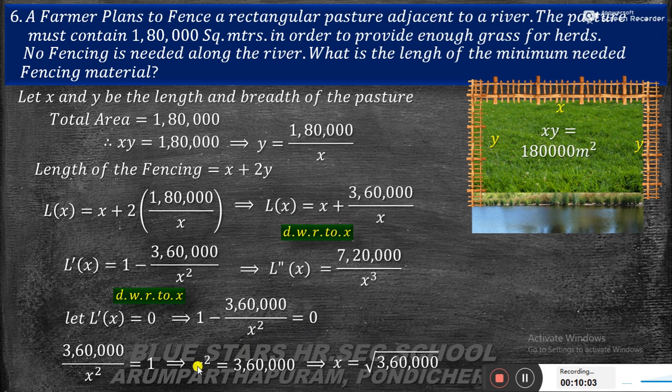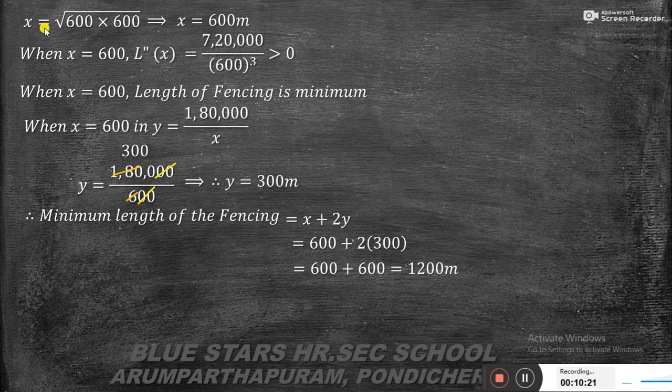The next step, I write it: 3,60,000 by x square equal to 1, which means x square is just cross multiply. x square equal to 3,60,000. x equal to square root of 3,60,000. Next step, you factorize this 3,60,000. So therefore x equal to square root of the factors of 3,60,000.